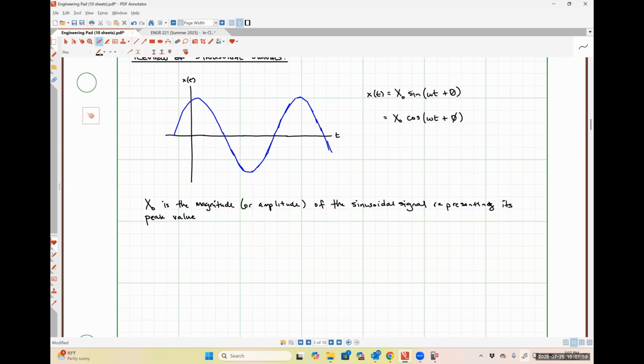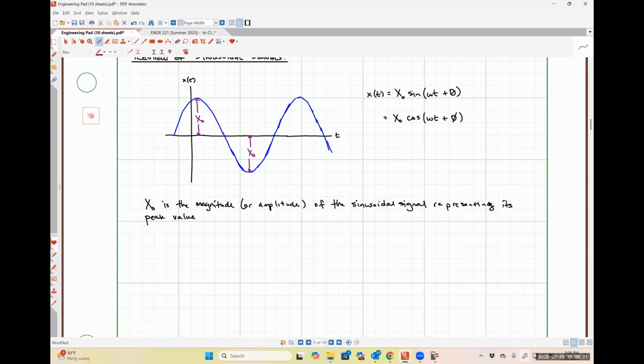So on our graph, this distance from the peak of this curve down to the horizontal axis is x naught. Now, as it turns out, the distance from the horizontal axis down to the most negative value is also x naught, okay? So this first term is just essentially a scaling factor.